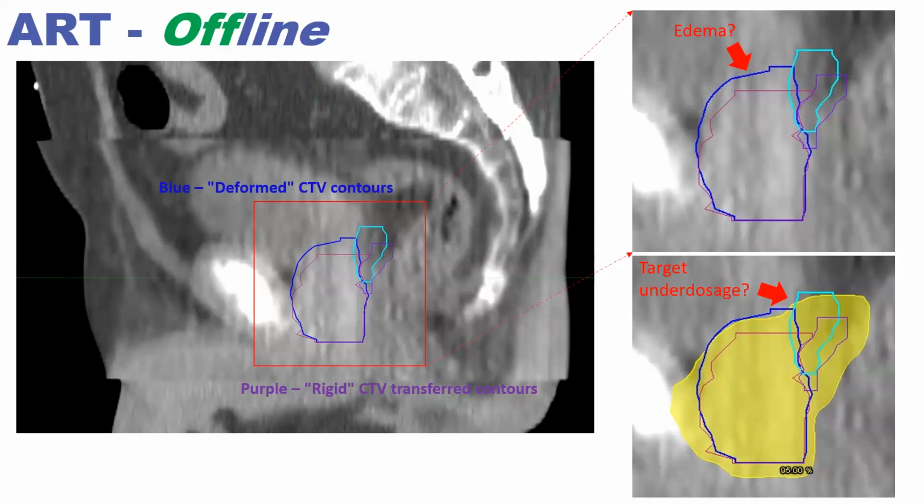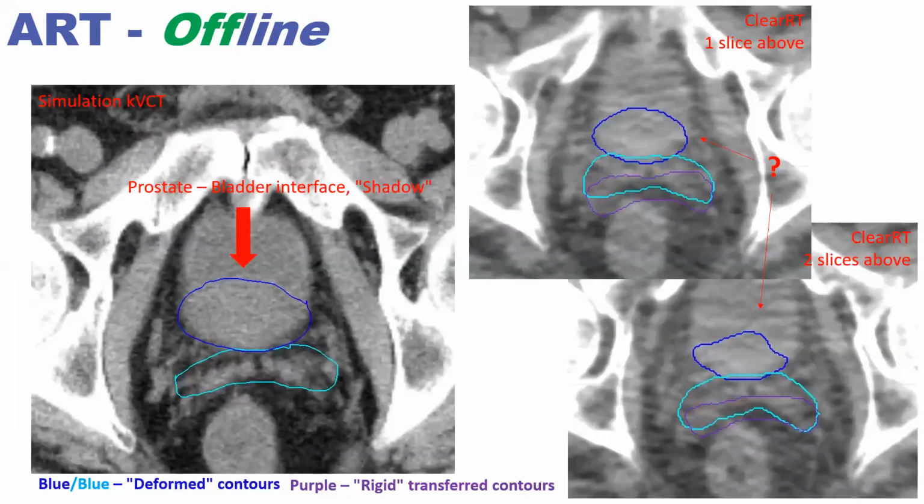But if you then recalculate, what you notice is you have target underdosage in the bladder prostate interface. And so one limit we have in these plans, and this is why I picked it, is we delineate the prostate bladder interface, the print or the shadow of the prostate on the bladder, as CTV. And when this is propagated, if we look a couple slices above, what you notice is it's very hard to define actually in the quality of the image.